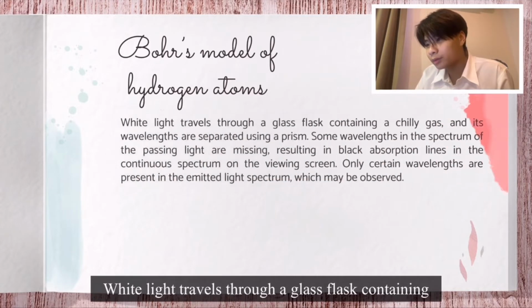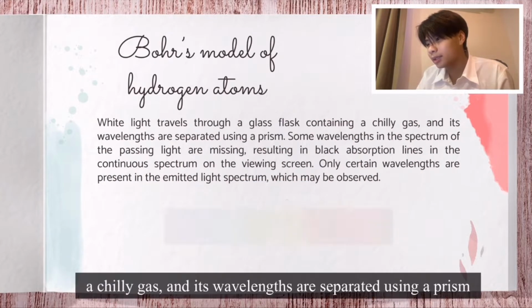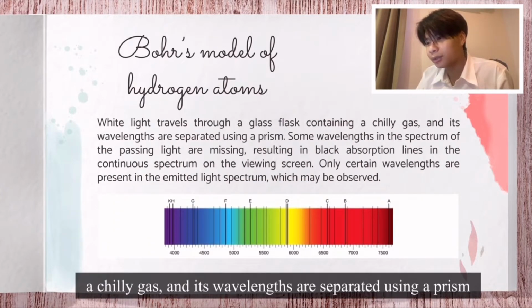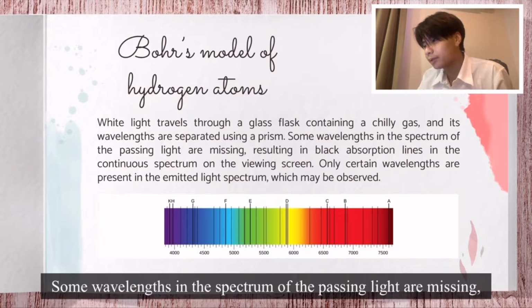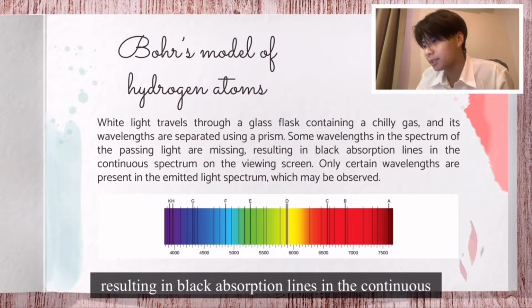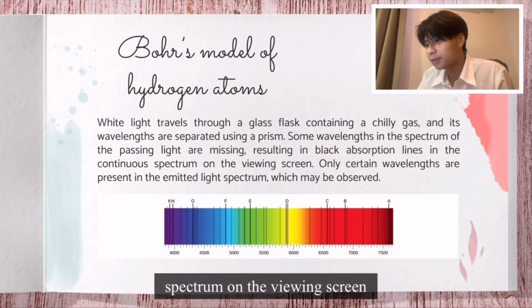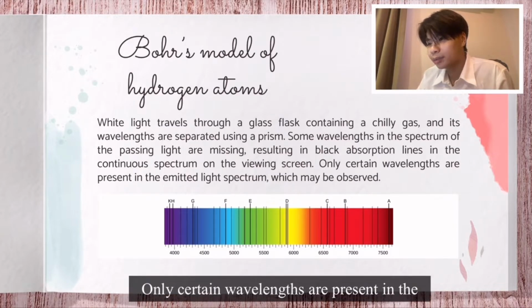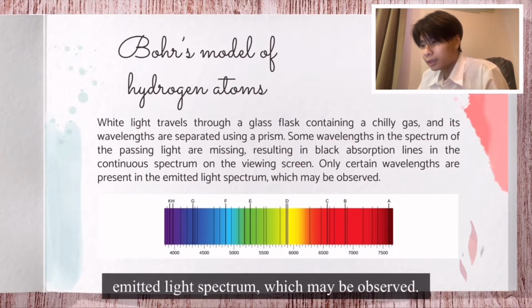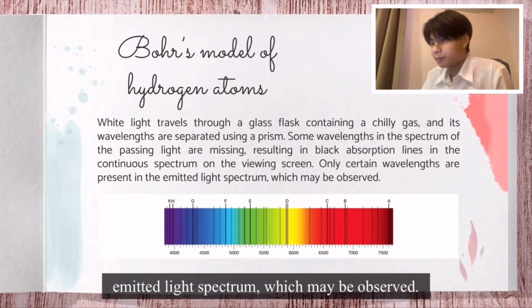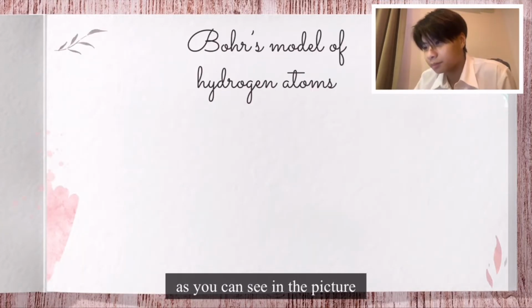White light travels through a glass vase containing a chilly gas and its wavelengths are separated using a prism. Some wavelengths in the spectrum of the passing light are missing, resulting in black absorption lines in the continuous spectrum on the viewing screen. Only certain wavelengths are present in the emitted light spectrum, which may be observed, as you can see in the picture.